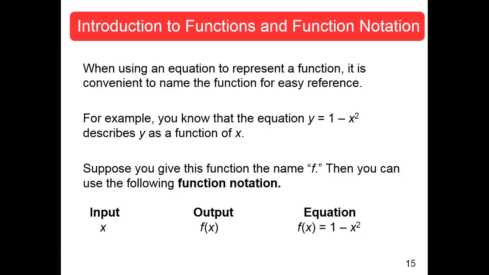When using an equation to represent a function, it is convenient to name the function for easy reference. Now, you could name it Sue or Bob or Fred, but that's not really all that easy. So we usually come up with a different way of naming functions. For example, if you know this equation, y is equal to 1 minus x squared. It describes y as a function of x. Give me an x, any x in the world, I can give you a y. Okay? So y is a function of x.